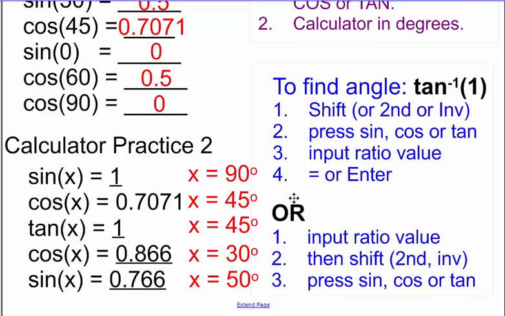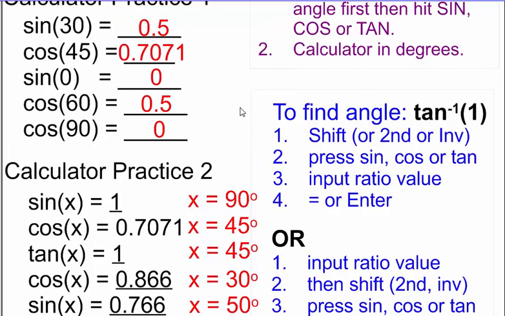In the more popular type of calculator where you would press sine 30 straight away, you'll press shift, second function, or inverse, then your sine, cos, or tan, so sort of in the order you'd expect to: inverse, sine, type in the number 1, 0.7071, 0.866, whichever one it is, and hit enter.